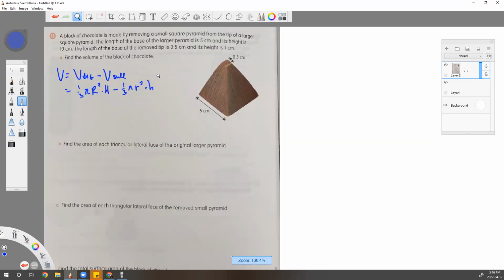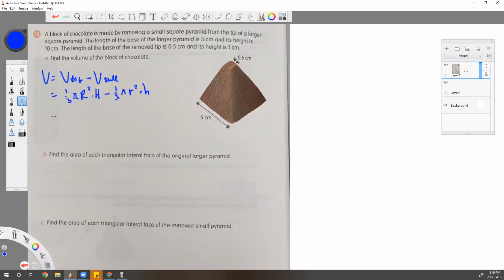So 1/3 pi r squared times height, big height, subtract 1/3 pi r squared times height, right? Wait, no, sorry. This is not a cone. This is a pyramid. Something wrong. Base area times height. So 1/3 times base area times height, subtract 1/3 times the smaller base area times the smaller height. Sorry, I did the wrong formula.